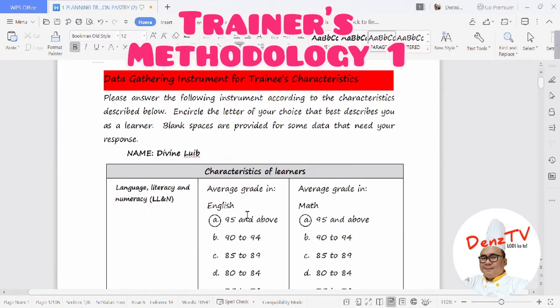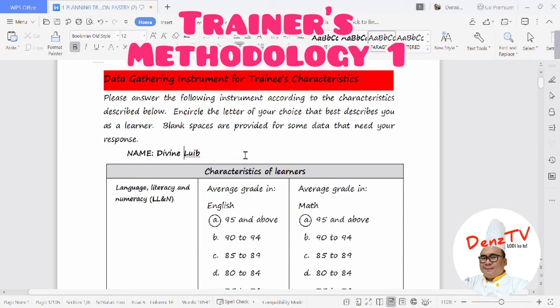Because there are some trainees for TM1 who usually put their name here. That's not correct. It should be your learner. This is not intended for your name. This is intended for your trainee's characteristics, because you'll be the one handling this particular subject.